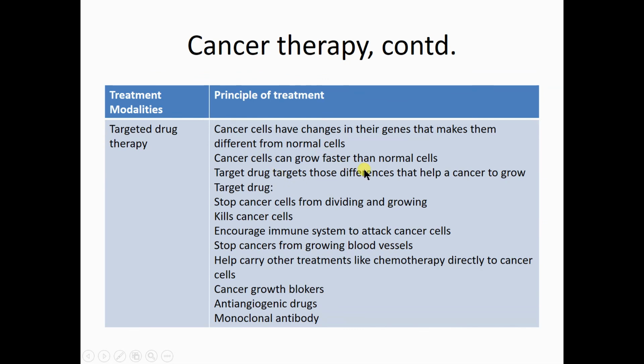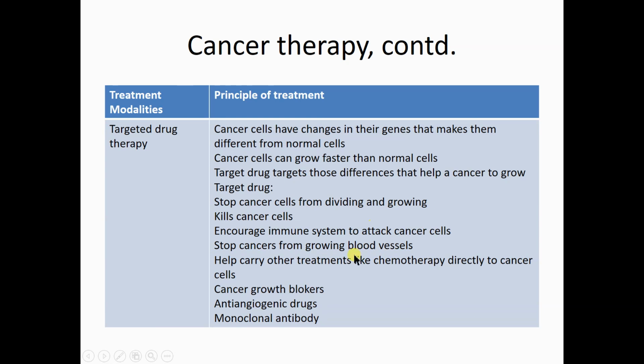So cancer cells can grow faster than normal cells. These targeted drugs mainly target the differences in the characteristics of the cancer cell according to their genetic changes or protein expression changes. So what will the targeted drug do? Either it can stop the cancer cell from dividing, or it leads to the killing of the cancer cell, or it may encourage certain immune products, so they will attack the cancer cells only.